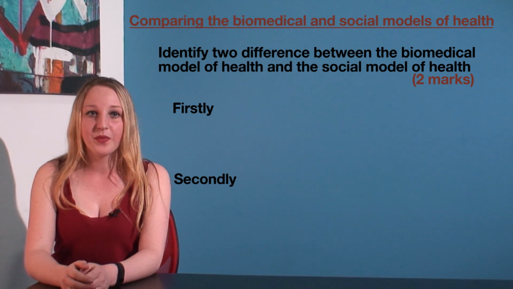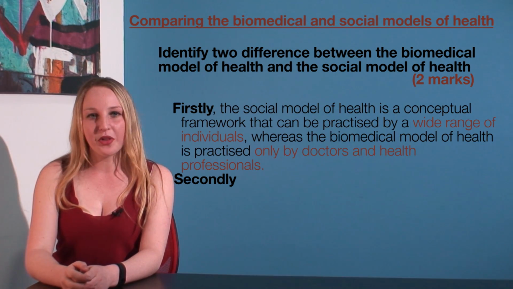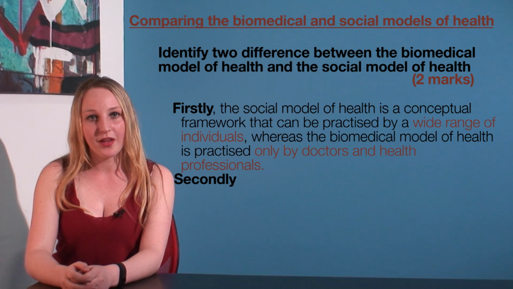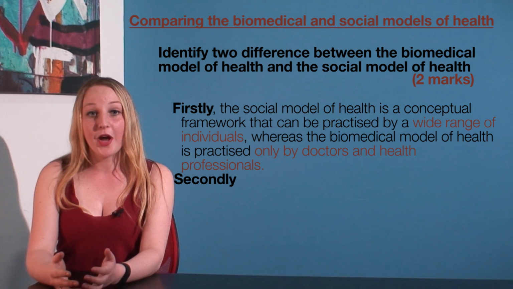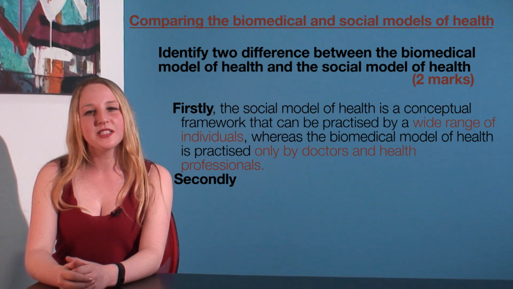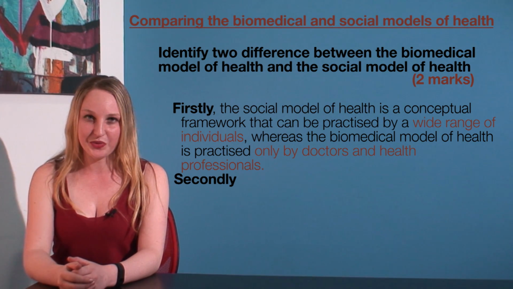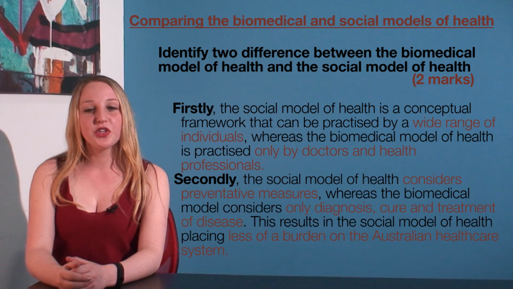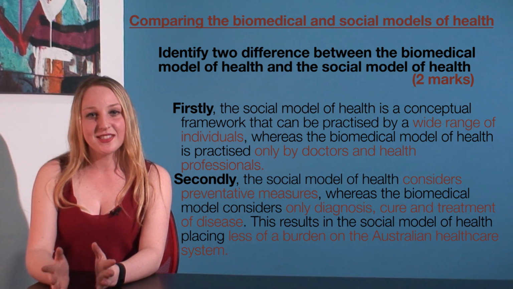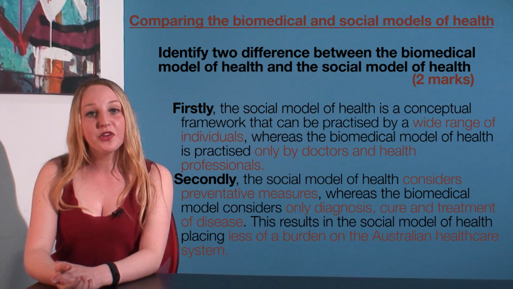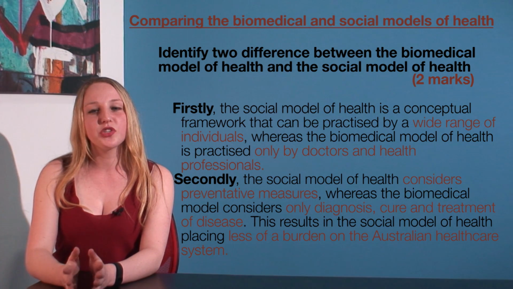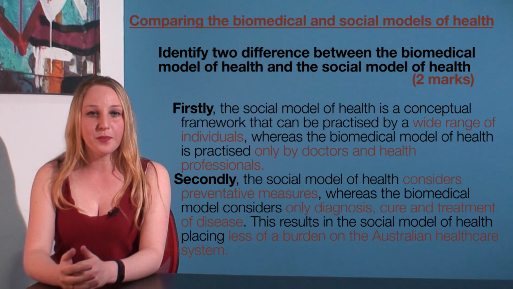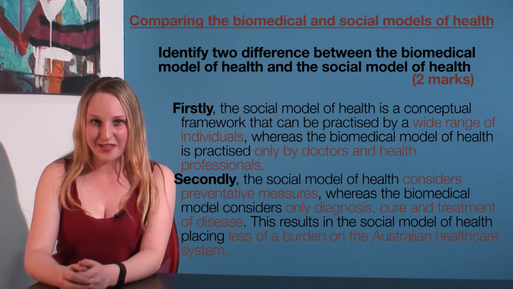Here's one example. Firstly, the social model of health is a conceptual framework that can be practiced by a wide range of individuals, whereas the biomedical model of health is practiced only by doctors and health professionals. Secondly, the social model of health considers preventative measures, whereas the biomedical model considers only diagnosis, cure, and treatment of disease. This results in the social model of health placing less of a burden on the Australian healthcare system.